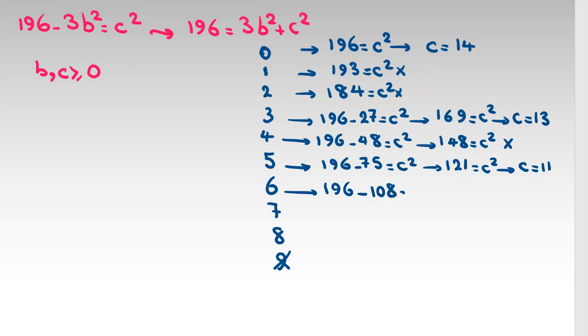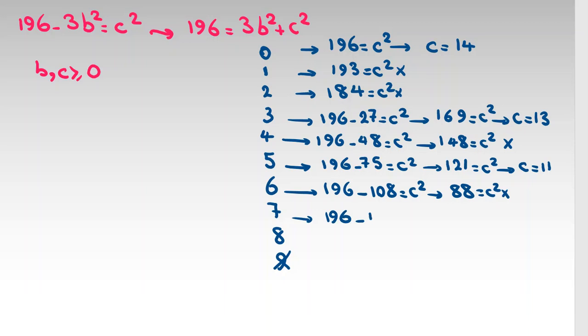3 times 36 is 108. So 16 minus 8, 8. 8 minus 0, 8. And 1 minus 1, 1. So c squared, impossible. 196 minus 3 times 49.